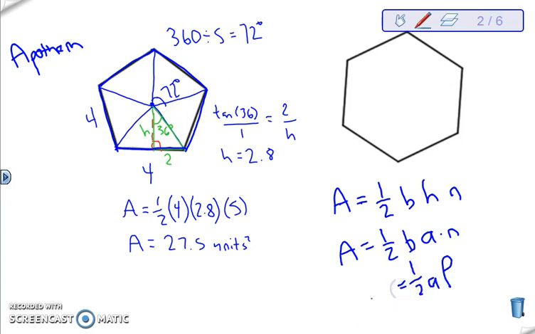So the shortcut, the formula that always works for any regular polygon, is the area is equal to 1/2 of the apothem times the perimeter.